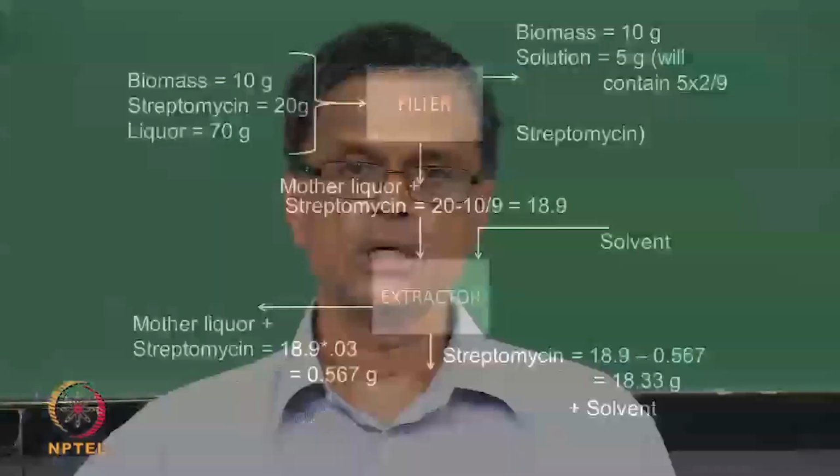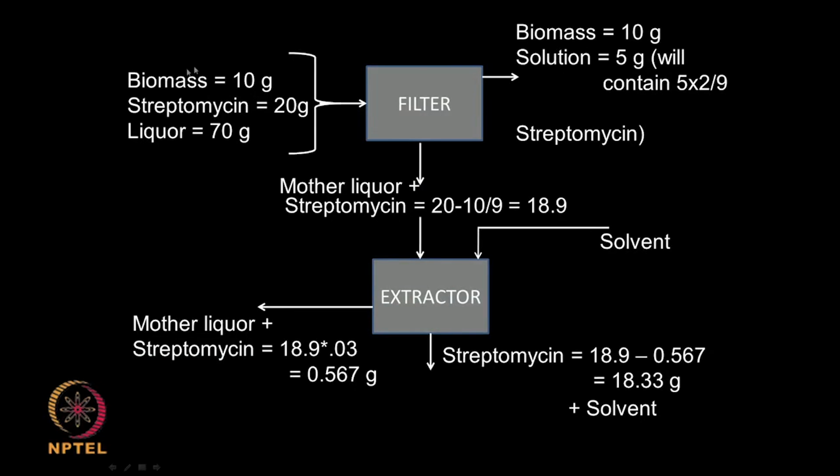So, let us look at the next slide where we are doing a mass balance for each one of the stages. We are looking at the filter. As I said, I am having 20% of streptomycin. So, when I take 100 grams, I will call it 70 grams of liquid, 20 grams of streptomycin, 10 grams of biomass. The biomass captures 5 grams of solution. So, 10 grams of biomass is completely removed, but 5 grams of solution is lost.